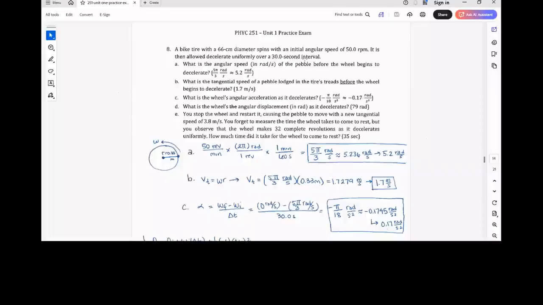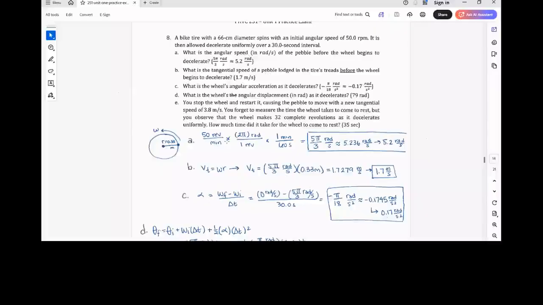Number 8, a bike tire with a known diameter spins with an initial angular speed that's given in RPM, so revolutions per minute. It's then allowed to decelerate uniformly over a 30-second interval. So first off, for a pebble that's stuck in the tread of that tire, we can figure out what its tangential speed is by determining how to express the angular speed in a more useful unit. So we were given RPM, or revolutions per minute.